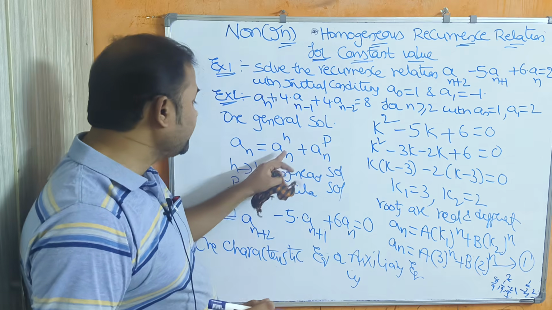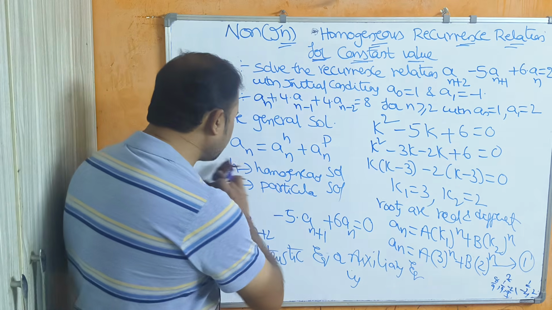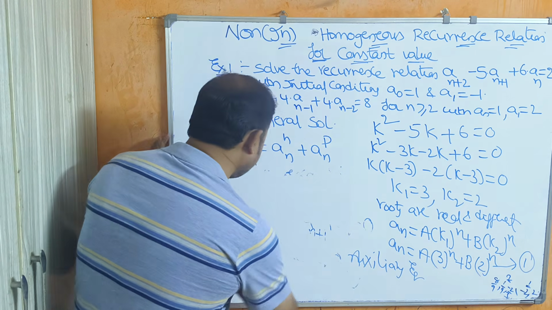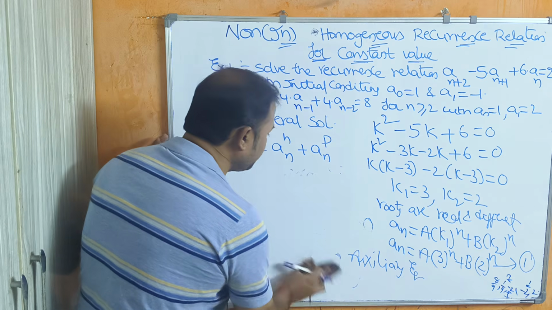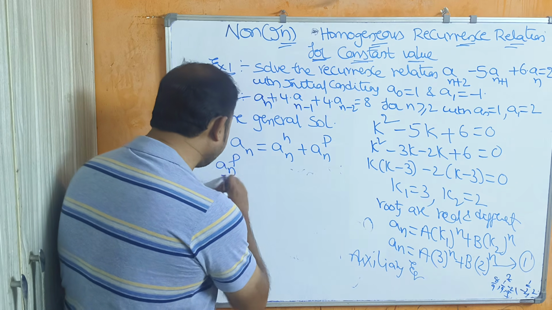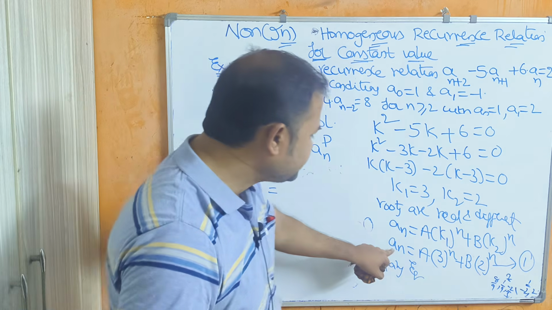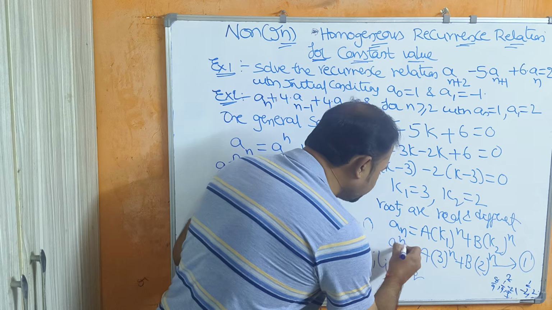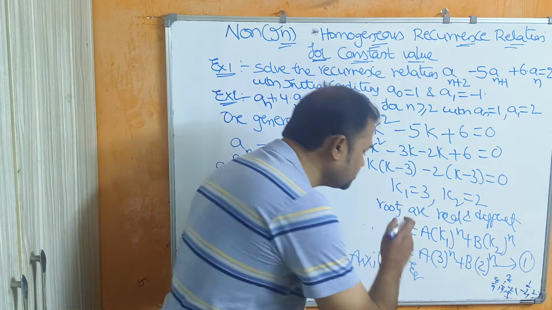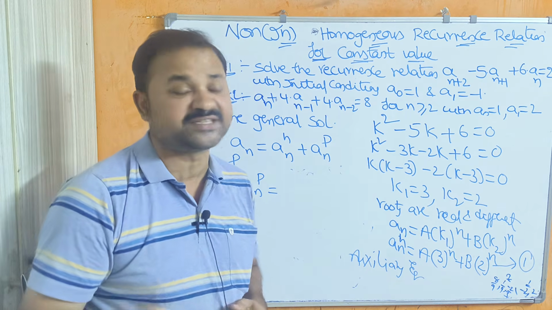Now we have a(n)^h, so we need to compute a(n)^p. What is p here? P is nothing but the particular solution. Here this a(n) is nothing but a(n)^h, because this is the solution for the homogeneous part, whereas the solution we want is a(n)^p, the particular solution.